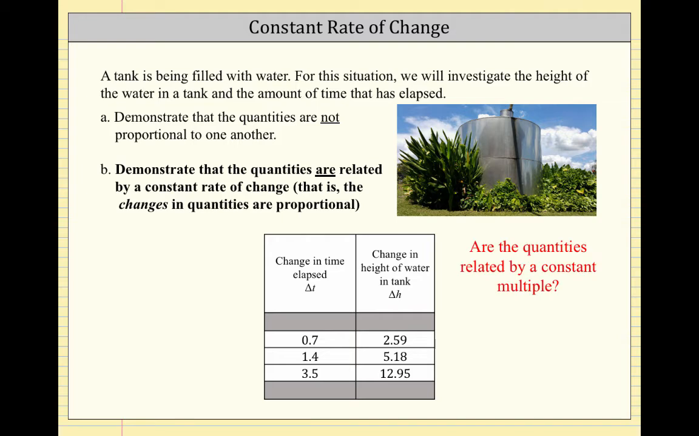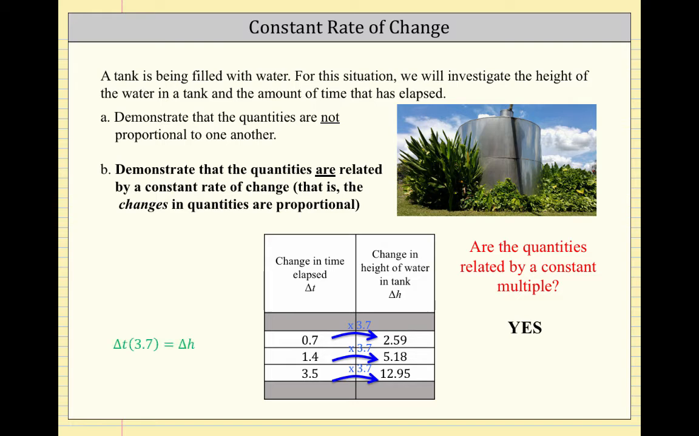Okay, let's look at one more way. Are these quantities related by a common multiple? So let's see. If you take 0.7 and multiply it by 3.7, you get 2.59. That's correct. If I take 1.4 and times it by 3.7, I do get 5.18. And if I take 3.5 times 3.7, I get 12.95. So the answer is yes, these quantities are related by a common multiple.